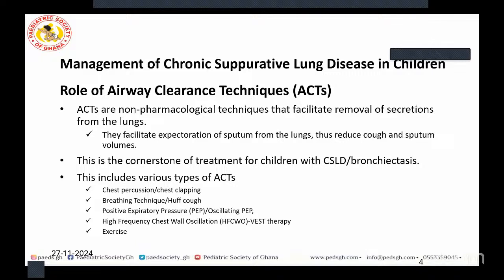I've listed a few here: chest clapping, breathing techniques, huff coughing. Some of them the patient can do themselves. They don't need anybody to help them. Some of them they may need help with. Some of them are very expensive. Some of them are very cheap, like exercising and the huff coughing. They are cheap, and you can easily teach the patient to do it.